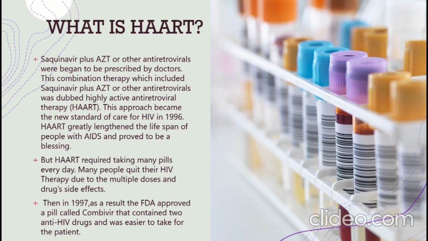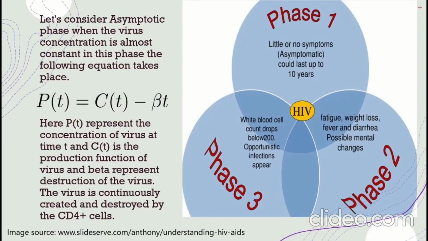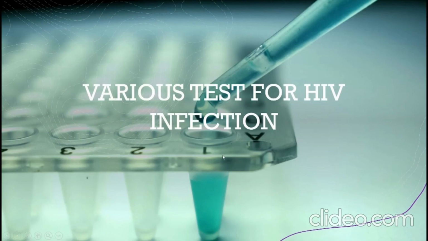Due to this, in 1997, the FDA approved a pill called Combivir. This contained two anti-HIV drugs and was easy to take for the patient. There are three stages of the infection: phase 1 or the asymptomatic phase, phase 2, and phase 3 or AIDS.